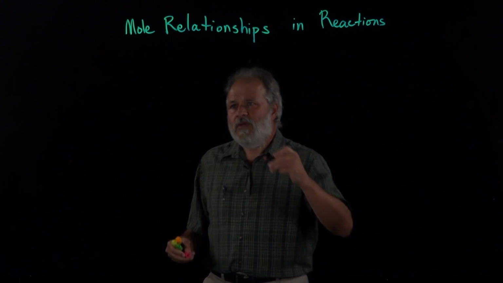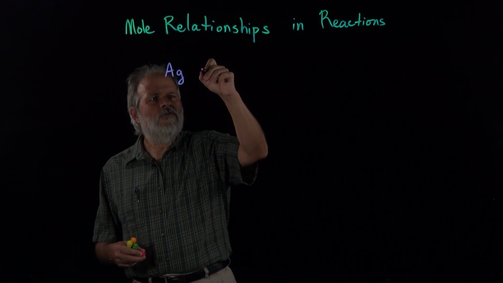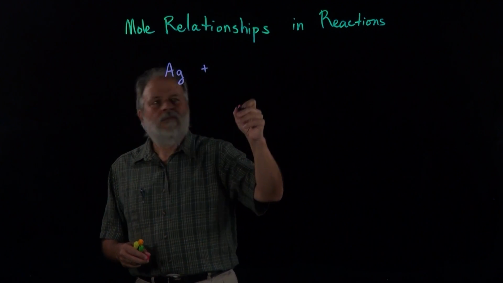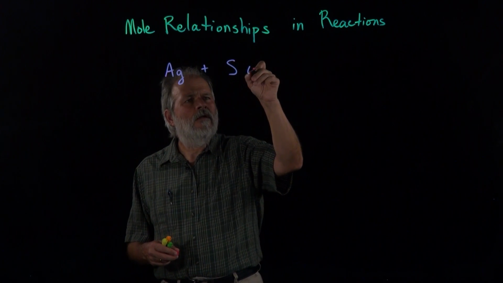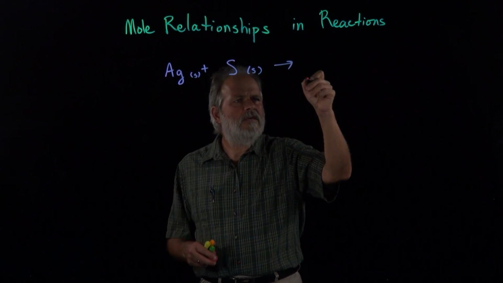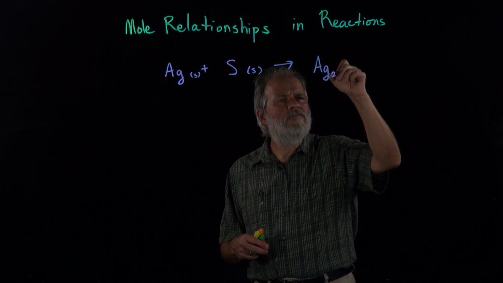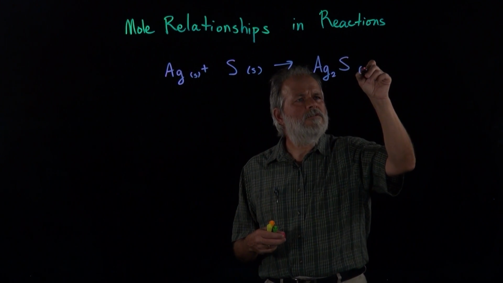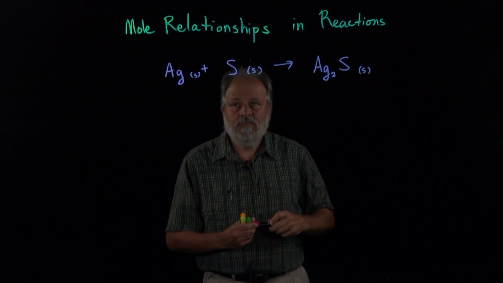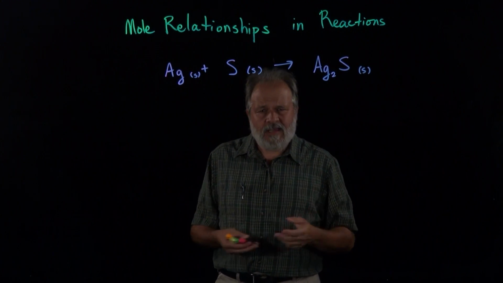For example, if we have some silver and some sulfur, okay, these are both solids. They react to give an ionic compound, silver sulfide, which is also a solid. Now there's several things that have to be true. One is that mass has to be conserved.